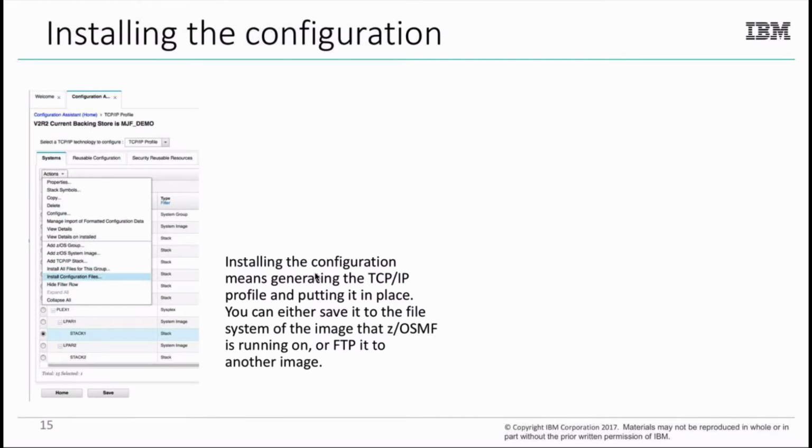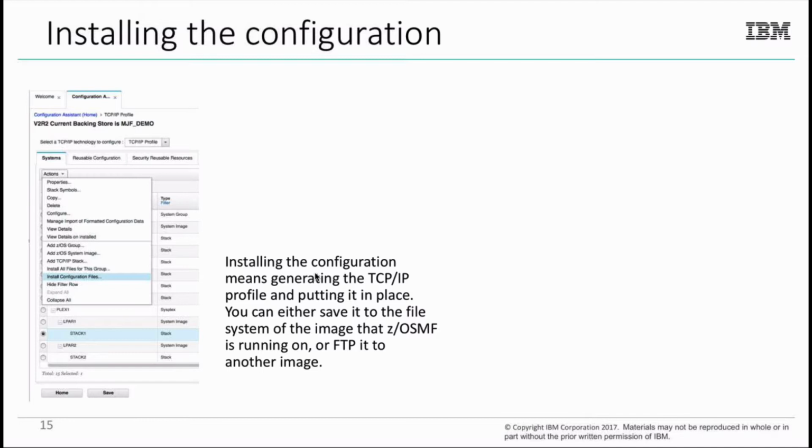And then the next thing you need to do is install the configuration. For the Configuration Assistant, installing means generating the TCP/IP profile and putting it into place. And OSMF has pretty good capabilities, or the CA does, for where you can put it. You can save the profile to a data set on the same system where OSMF is running, or you can FTP it to another system or another image.